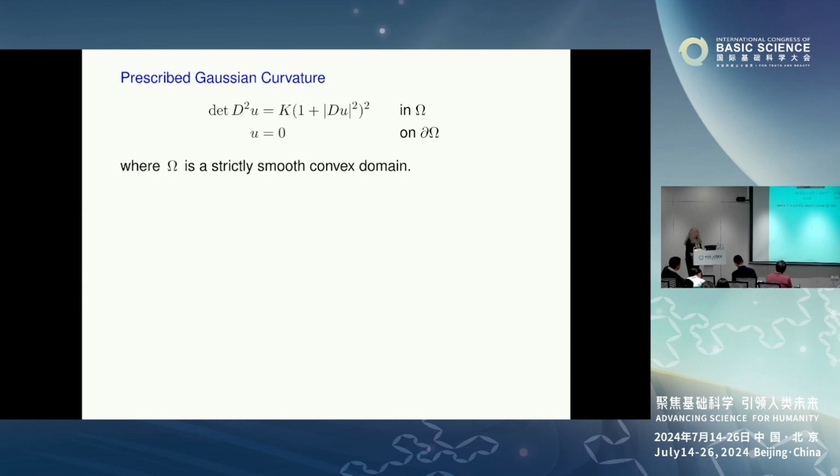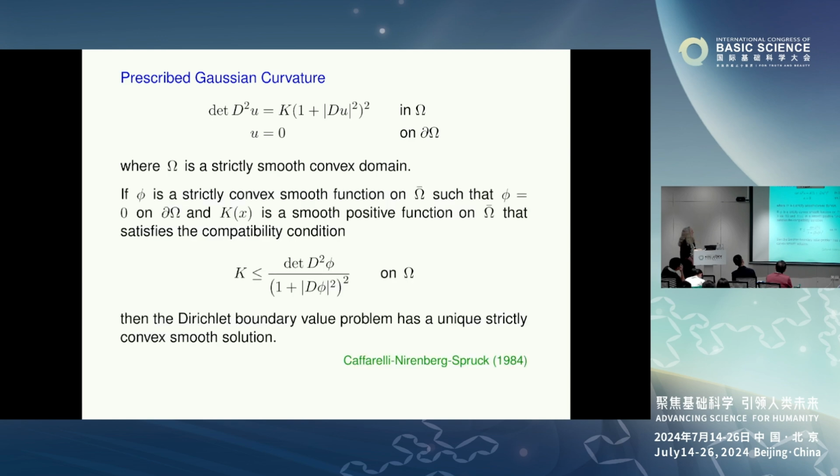One of our current projects is on the prescribed Gaussian curvature problem that I also mentioned at the beginning of the talk. So here, if phi is a strictly convex smooth function on the closure of omega, so that phi is 0 on the boundary, and k is a smooth positive function on omega closure that satisfies this compatibility condition, then the Dirichlet boundary value problem has a unique, strictly convex smooth solution.